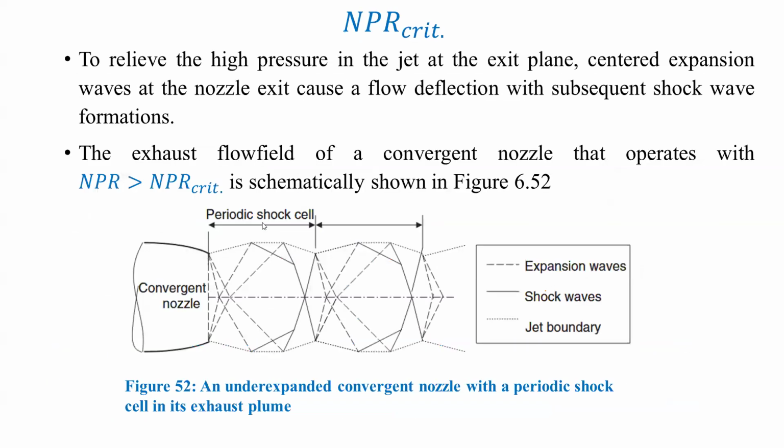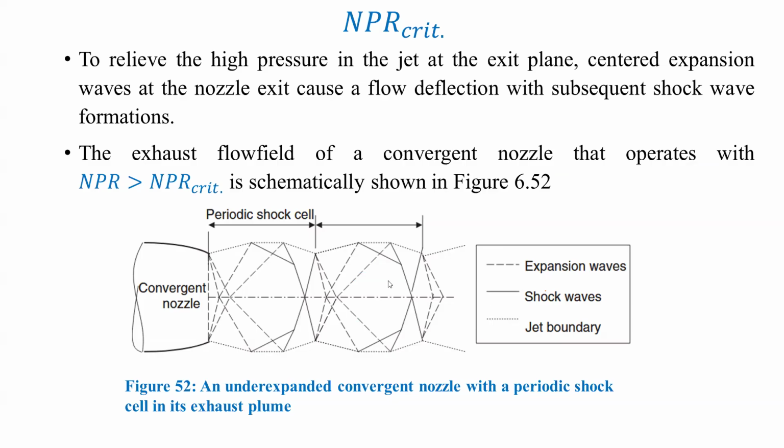Another thing is the high pressure in the jet at the exit plane. Centered expansion waves at the nozzle exit cause a flow deflection, with subsequent shock wave formation. So here you can observe expansion waves, shock waves and the jet boundary. For example, the ones you observe at the boundaries are the jet boundaries. Here it is a jet boundary also. These are called jet boundaries.